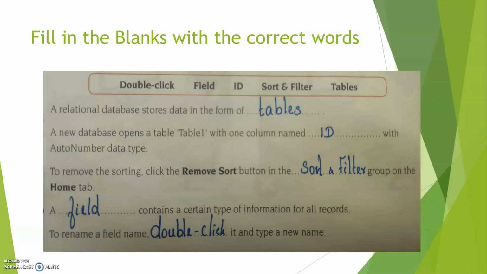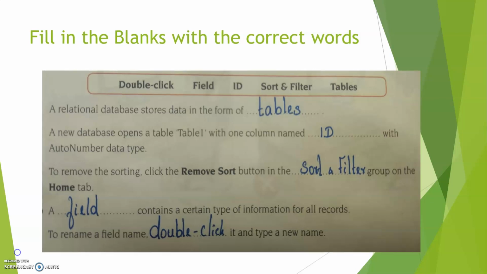Very good. Then the next one is, a dash contains a certain type of information for all records. Field, very good. So the field contains the information, right? The next, to rename a field name, dash it and type a new name. So if you want to rename a field, what do you have to do? You have to just double click that field, right? So to rename a field name, you have to double click it and type a new name.